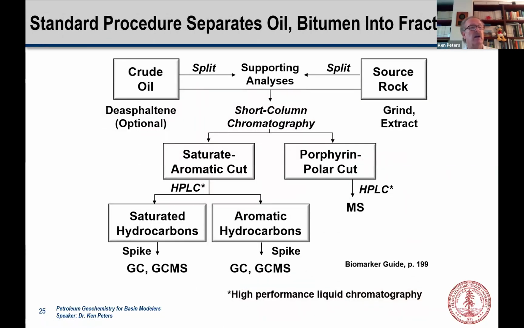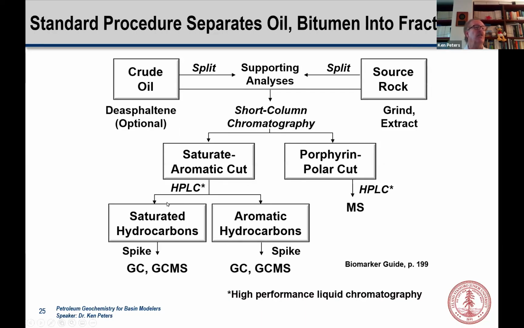I want to spend some time in this early lecture to introduce the composition of petroleum. We can split petroleum using different chromatography techniques. Here we can take a crude oil, or we can grind up a rock and extract the rock with a solvent, and then we can treat that using short column chromatography. It's a good idea to de-asphaltene the oil first, because the heavy ends will plug the column. This really heavy material can plug chromatographic columns, and then we can split this into fractions using high performance liquid chromatography. So we can separate a saturated aromatic cut and a porphyrin or polar cut.